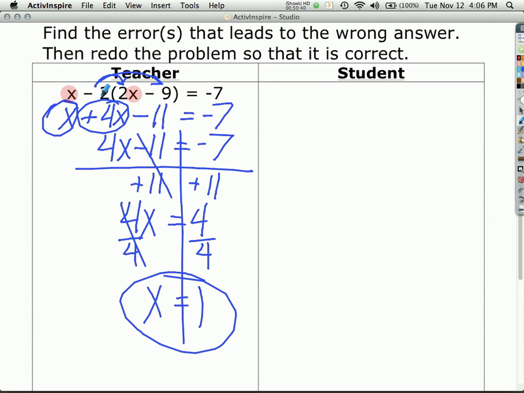1 minus 2 is negative 1. 2 times 1 is 2. Minus 9 is negative 7. Negative 1 times negative 7 is 7. So I got the right answer. So I kind of tricked you into trying to analyze something that there were no mistakes on. So we're going to move on to the next question.